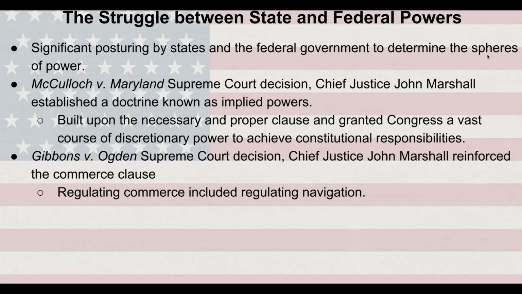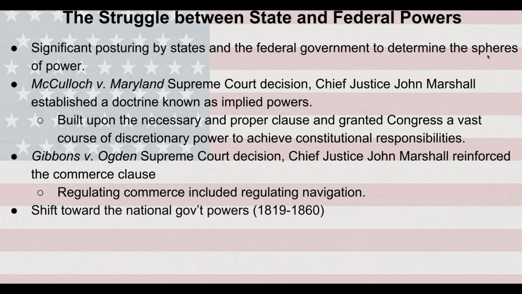And so in the time period between 1819 and 1860, we're going to see a significant shift towards national government powers. There's going to be this ebb and flow between periods of time where the federal government exercises more power, and then back to when the state governments exercise more power. But this time between 1819 and 1860 is going to be a very large time of national government power being the dominant idea.